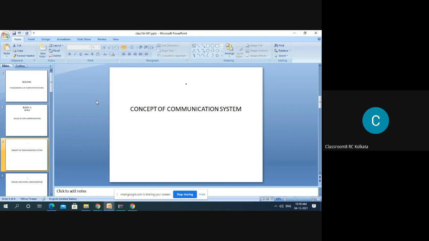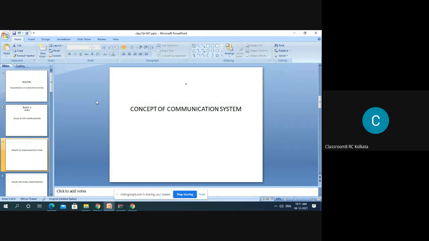And the second one, sender. To transfer a message from source to destination, someone must be there who will play the role of a source. The sender plays the part of a source in a data communication system. It is simply a device that sends the data message. The device could be a computer, mobile, telephone, laptop, video camera, or anything.